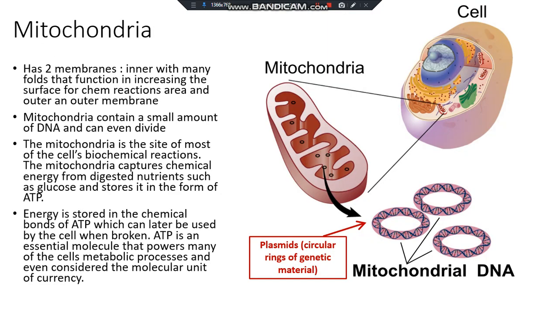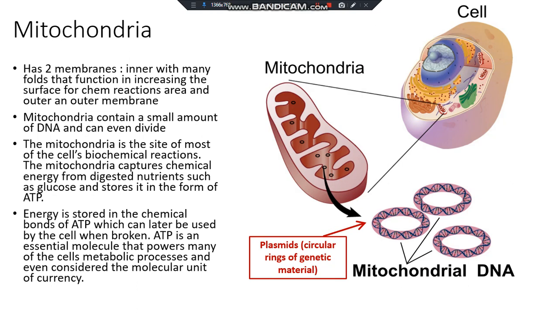The mitochondria, it has two membranes. It has an outer membrane and an inner, with many folds that function to increase the surface area for chemical reactions. The mitochondria even contains its own DNA, as you can see in this picture here. The genetic material is formed into rings called plasmids.